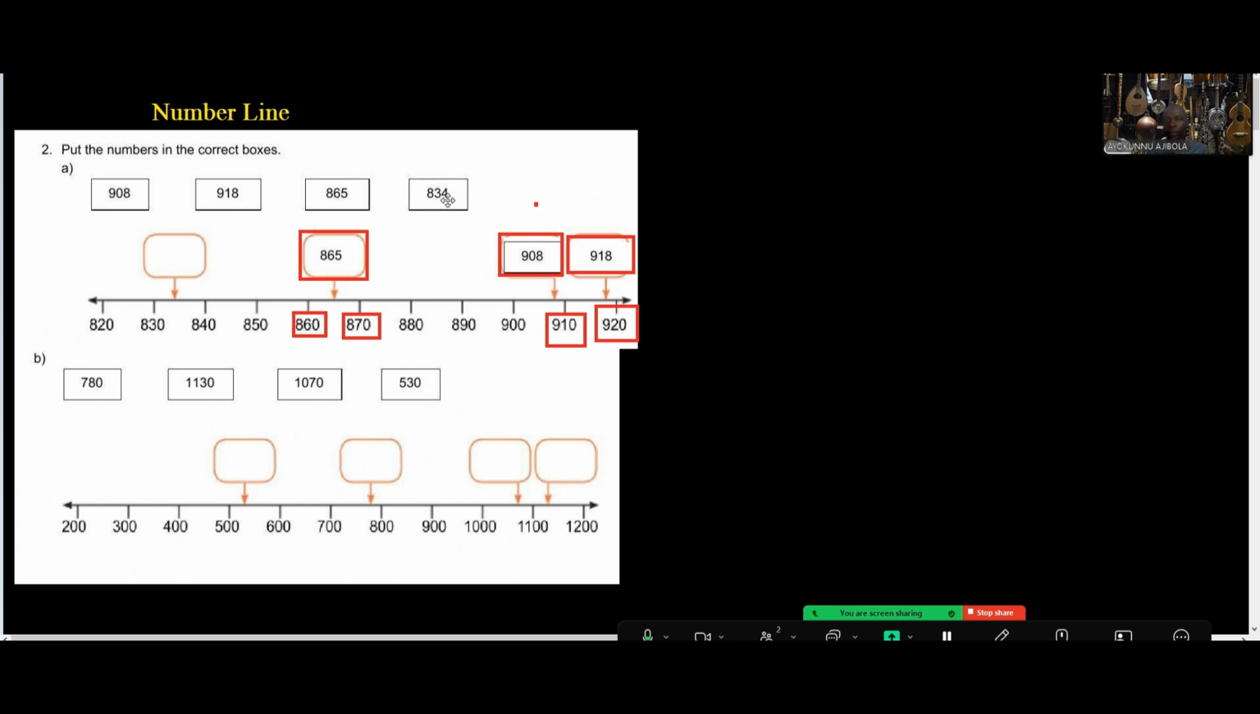So it's going to go straight into this place because it's above 830. This is 830, 840, and 834. 834 is between the two numbers. Now, the second one, we have 780 at the bottom. So this 780 is going to go somewhere. Let's see, it's going to go beyond 700, but it's not going to pass 800. So yeah, it's going to go here.